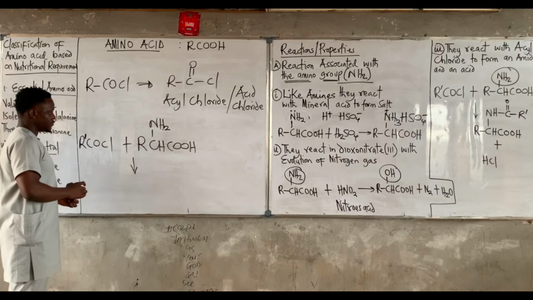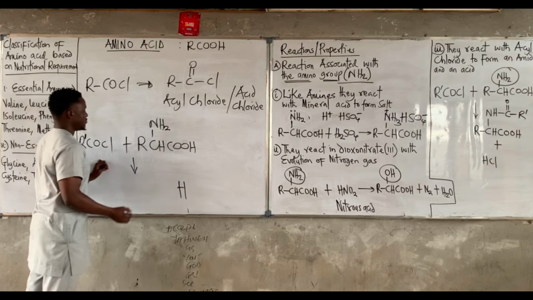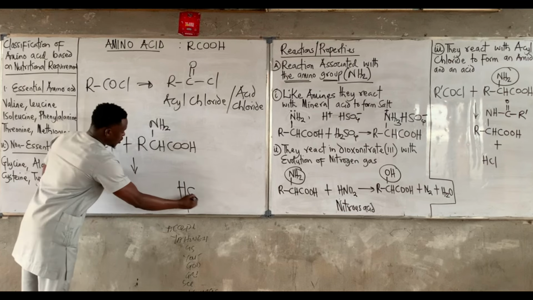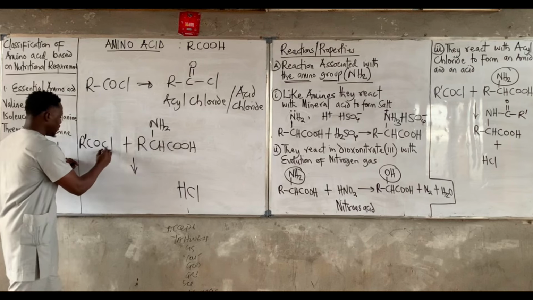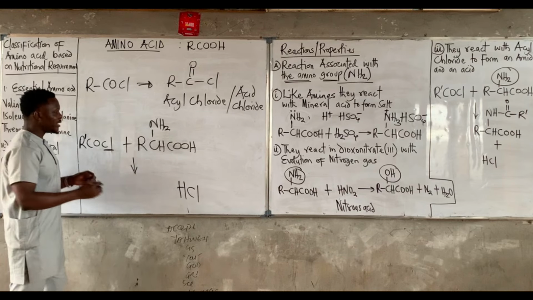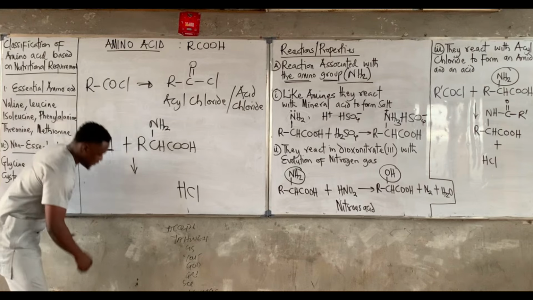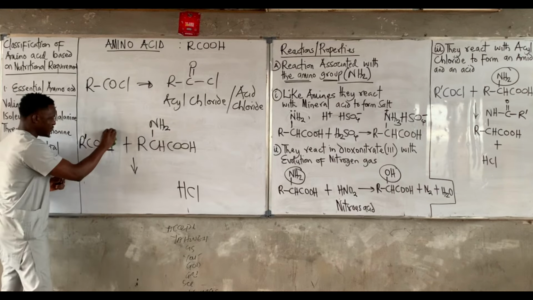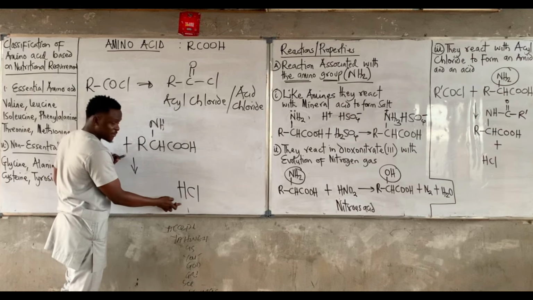This is what we need. Now we need to form an acid. The acid is always HCl. Where is the Cl going to come from? The Cl is going to come from here. Where is the H going to come from? The H is going to come from here. So if I remove Cl from here and I remove one H from here, I will form HCl.